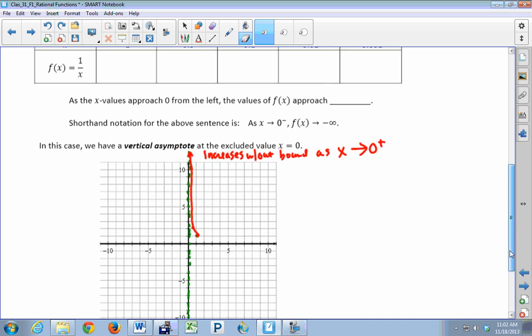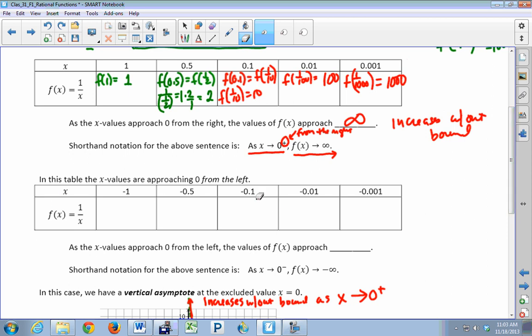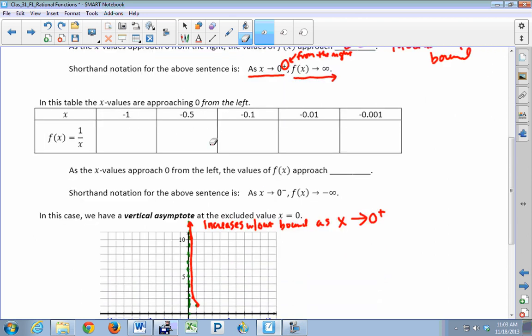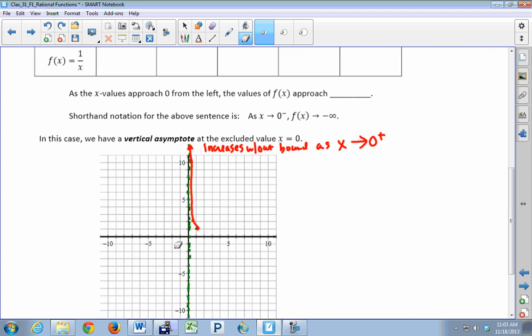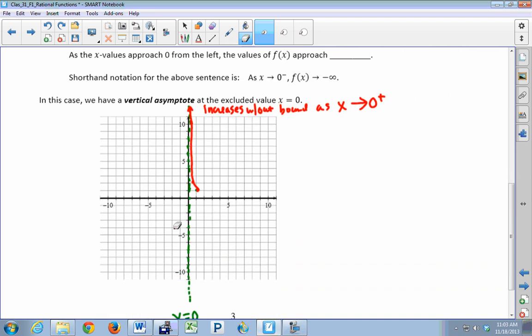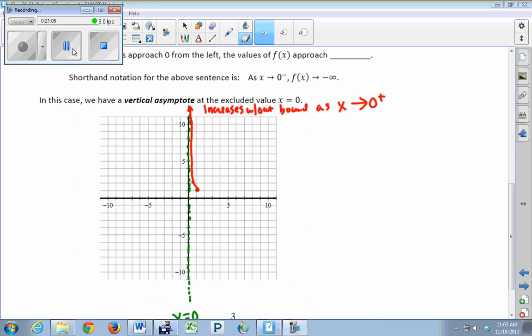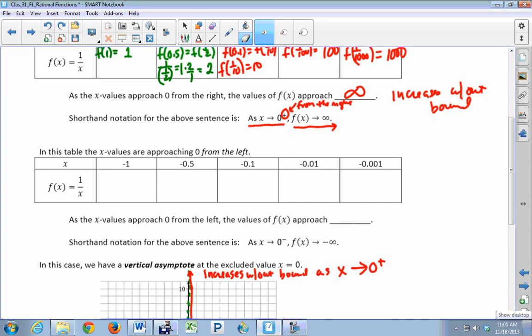So what I'd like you to do at your seats now is fill in this table for these values, which is approaching x from the left-hand side. So notice we're at -1, -1/2, -1/10. Fill in this and then actually graph it. Just graph what you think happens between -1 and getting close to 0 from the left. What's happening to the values of f of x as we approach 0 from the left? So let's fill in each of these spots in our table.